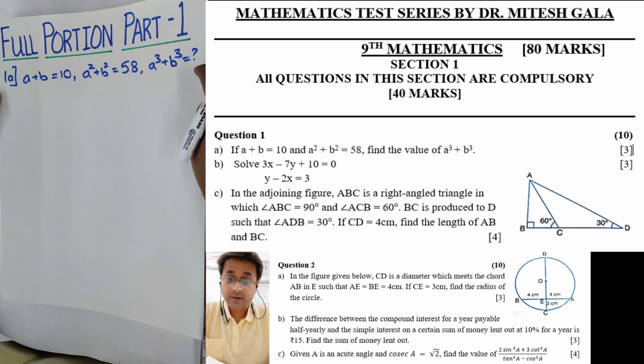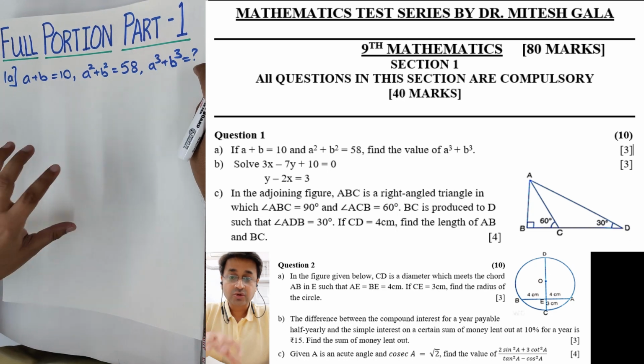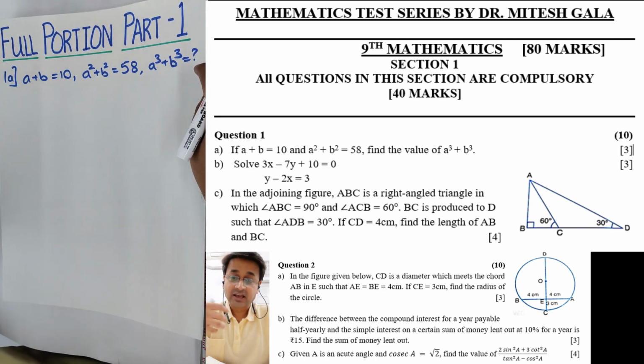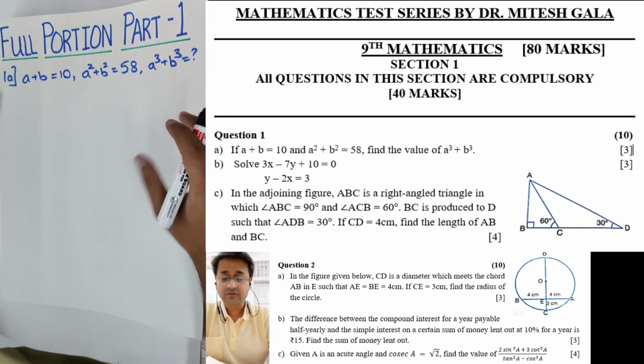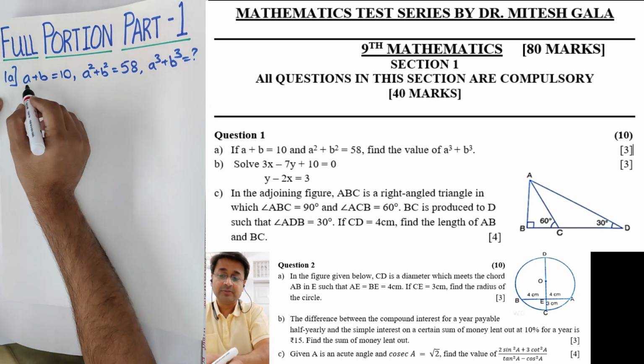Since it's an 80 mark paper and with options it's going to be a 110 marks paper, so I'm breaking it into two parts. So this is going to be part 1, question 1 to question 6, and the second video will be part 2 from question number 7 onwards. Otherwise it's going to be very lengthy. So let's quickly begin with 1a.